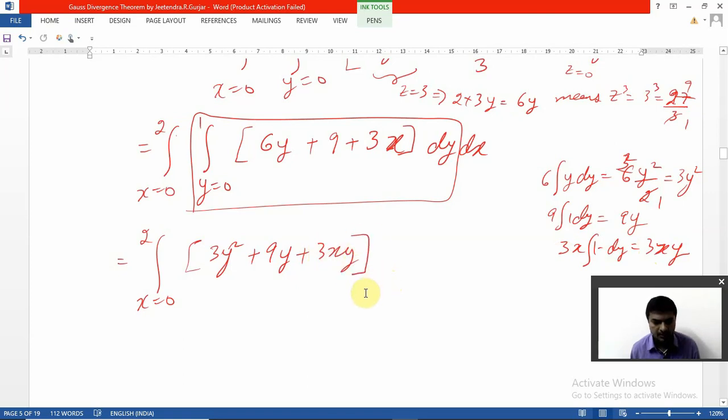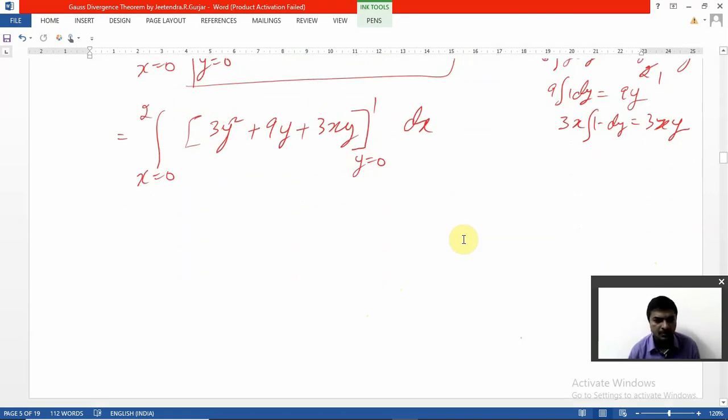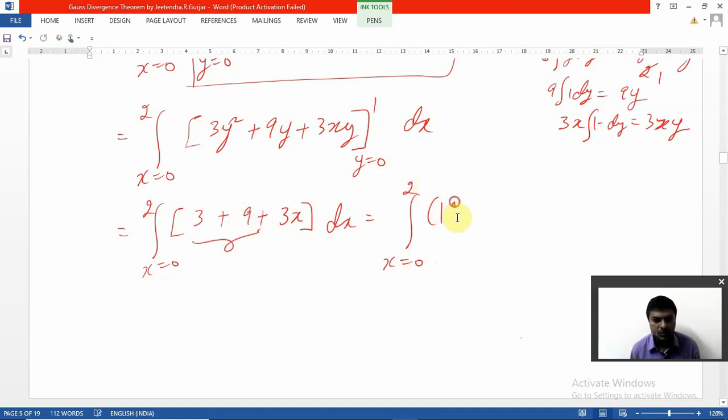But please remember, upper limit and lower limit, please substitute 0 and 1. Within 2 minutes we will simplify the problem now, so just watch it carefully. This is equal to integration x from 0 to 2, no change. Wherever y is there I put 1, so this is 3 plus 9 plus 3x, and 0 gives 0, so no change. Adding 3 plus 9 will become 12 plus 3x dx.